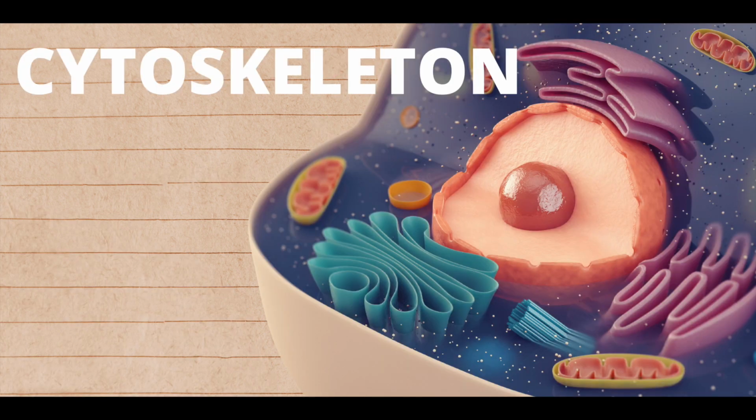Okay guys, so lastly we have our cytoskeleton. The cytoskeleton is kind of like the glue that keeps everything together inside of the cell. We have three important types of cytoskeleton. One is the microfilaments or the actin, secondly is the intermediate filaments, and third is the microtubules.